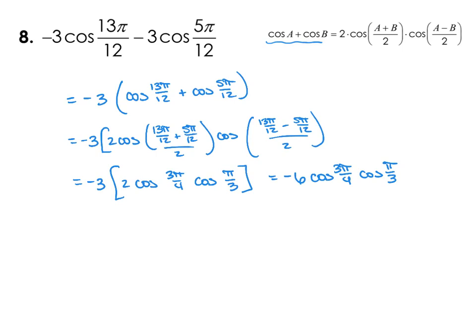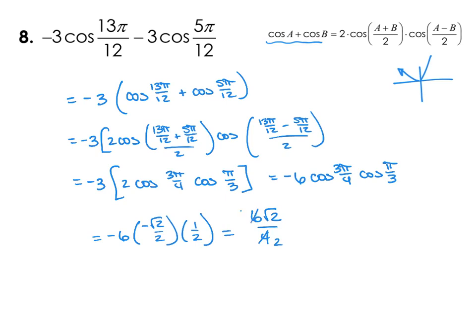This is where we need to go back to our knowledge of the unit circle. So I'm going to have -6 times the cosine of 3 pi over 4. So I'm just going to draw my unit circle here. 3 pi over 4 is going to end up being over in quadrant 2. So that's going to be -square root of 2 over 2 times the cosine of pi over 3, which is going to be in quadrant 1. That is going to be 1/2. So I end up with a positive 6 square root 2 over 4. We're going to simplify that. This can be simplified by 2 and 2 to give us 3. So our final answer for number 8 is going to be 3 square roots of 2 over 2.